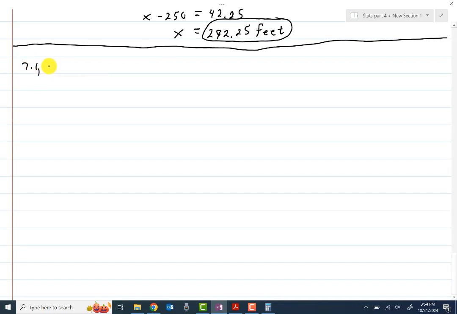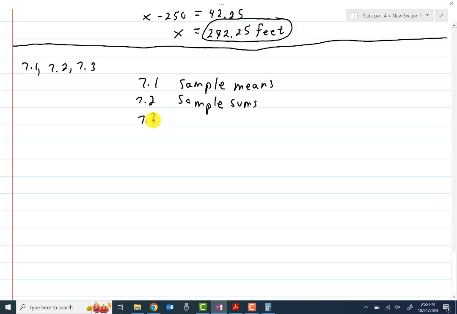The next grouping of problems. So in 7.1, we were doing sample means. 7.2, sample sums. And then 7.3 was just a mixture of these two things. The formulas that we'll need here. Let's start with 7.1, sample means.